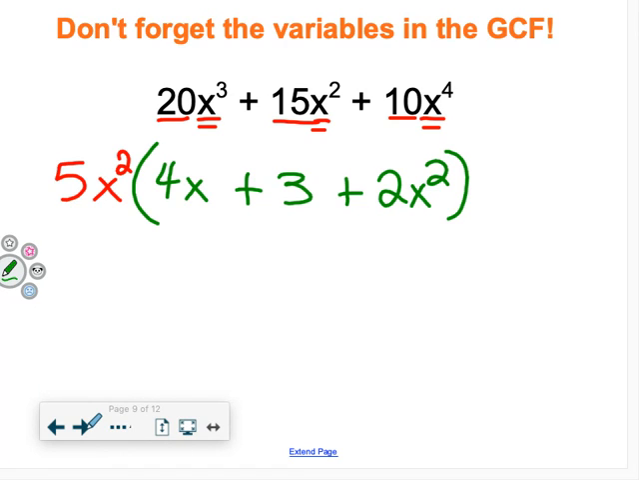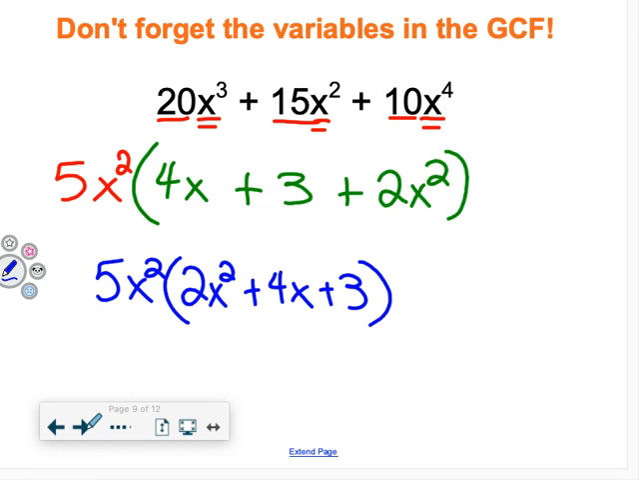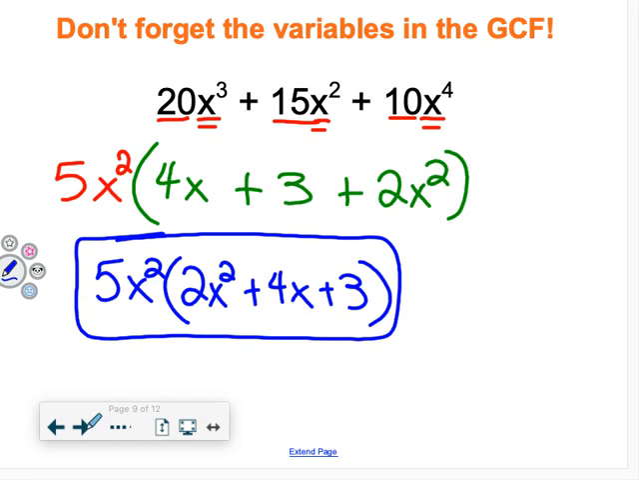But what we really want is we always want to put answers in standard form. Thinking back to last section 8.1, standard form would look like this. 5x squared times, we take our highest power, then our next one, and now we end with our constant. This would be a great final answer for this problem.